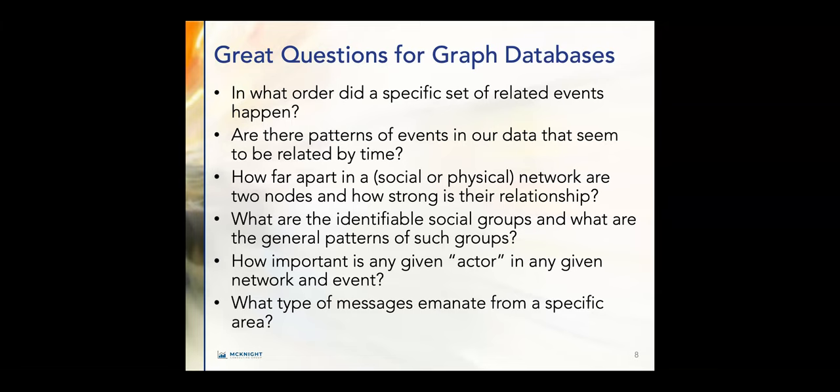If you care about that, a graph database may be for that workload. Are there patterns of events in our data that seem to be related by time? Are multiple things happening at around the same time? How far apart are two nodes and how strong is their relationship? What are the identifiable social groups?